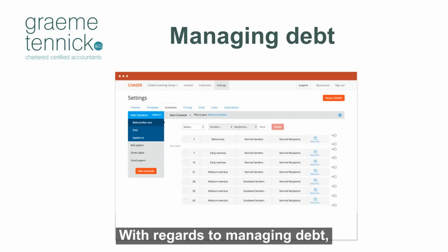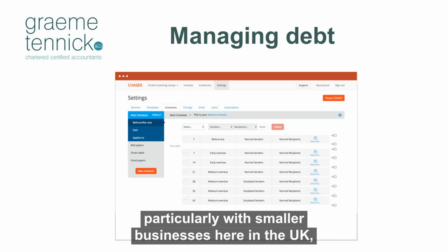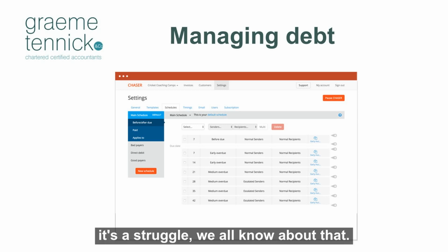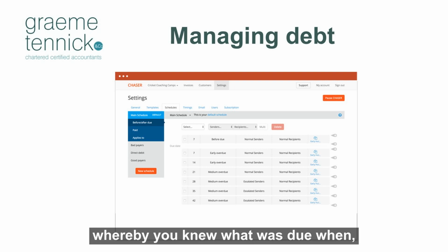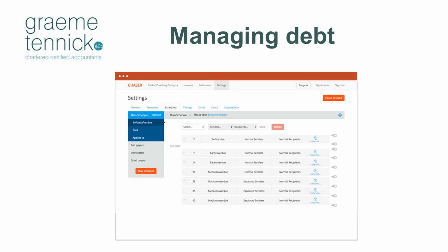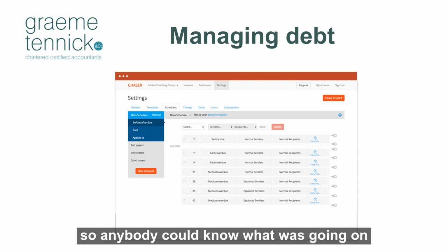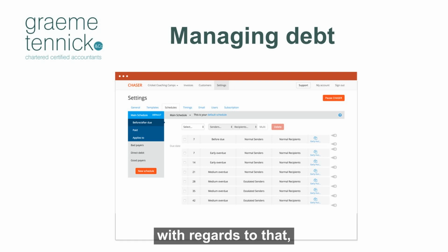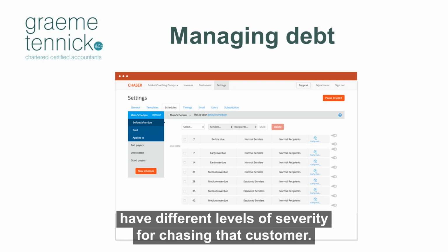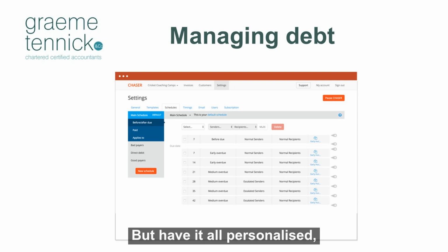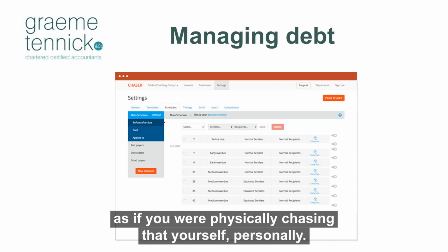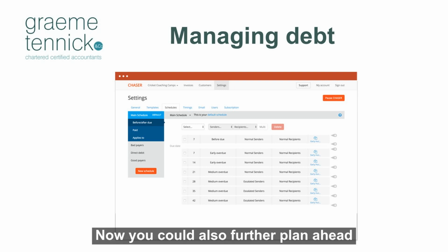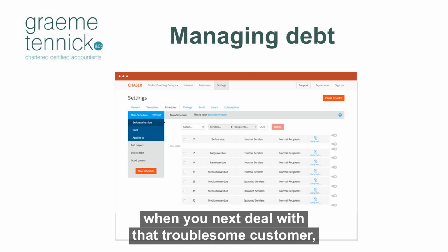Now, with regards to managing debt, particularly with smaller businesses here in the UK, it's a struggle. We all know about that. But wouldn't it be nice to have a system in place whereby you knew what was due when? Have notes on the system so anybody could know what was going on with regards to that. Have different levels of severity for chasing that customer, but have it all personalised so it didn't feel like it was coming just from a system, so that you had the same results as if you were physically chasing that yourself personally.